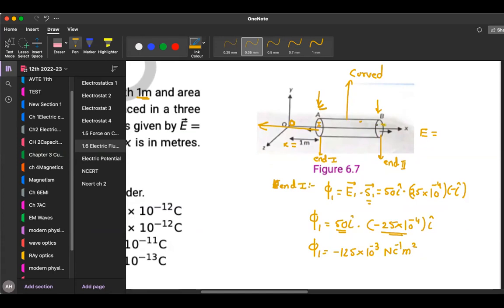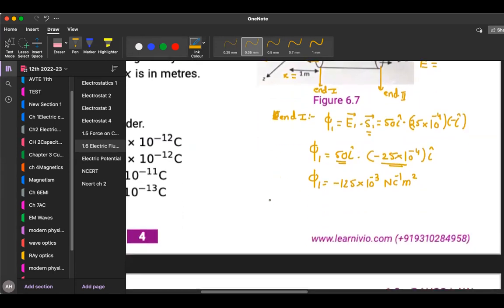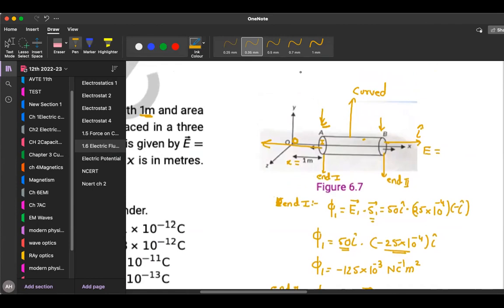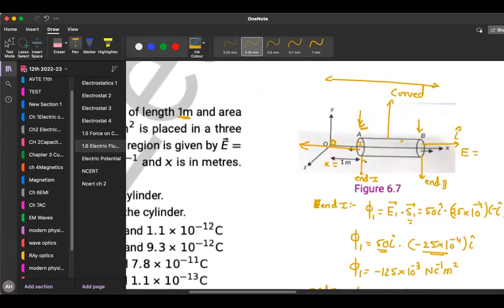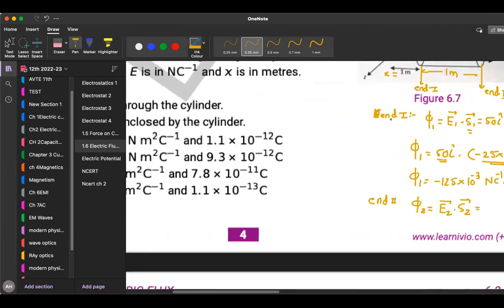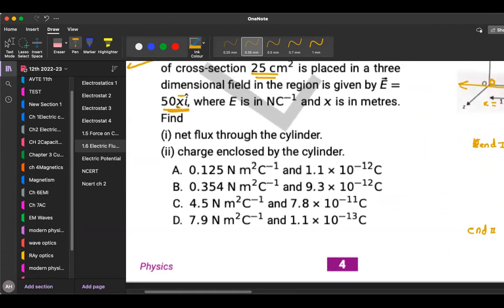Now let's calculate flux through the second end. The direction of area vector is away from the surface, so this is the direction of area vector for the second end, i cap. For end two, the flux is phi two, which is E two dot S two. How much is E2? For E2, you need this x coordinate. Up to here, it's 1. The length of the cylinder is also 1 meter. So for this particular end, the x coordinate is 1 plus 1, which is equal to 2 meter. So for the second end, the value of x is not 1 meter. The value of x is 2 meter.